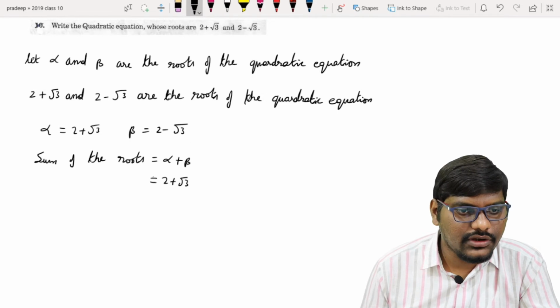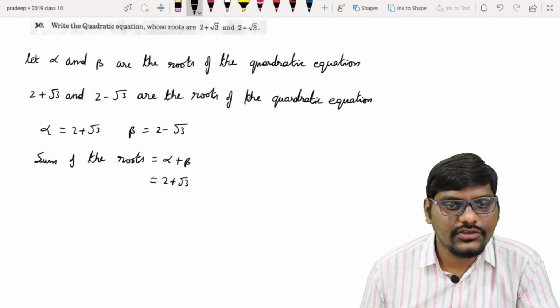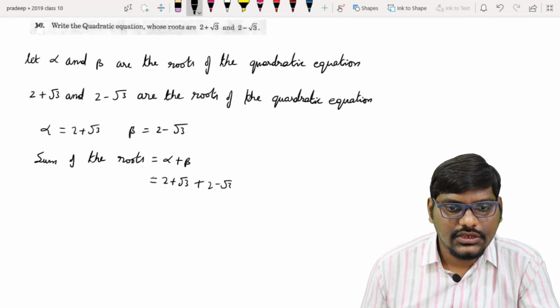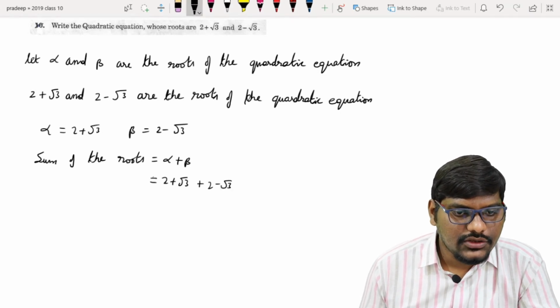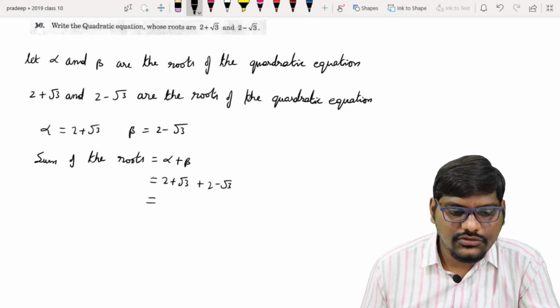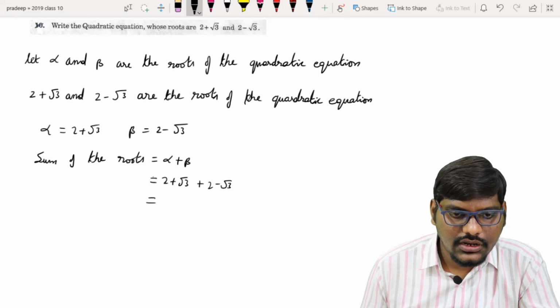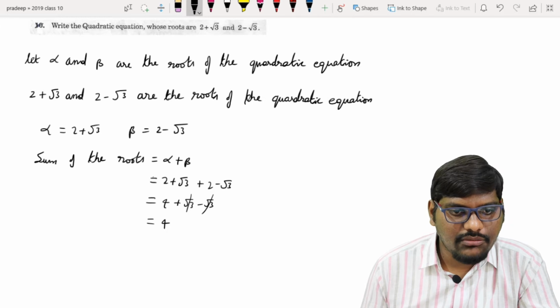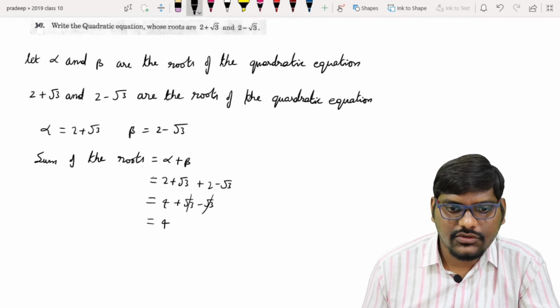What is the alpha in this case? That is 2 plus root 3. The beta is 2 minus root 3. So I can write this: 2 plus 2 is 4, and then plus root 3 minus root 3, which means these both get cancelled. Simply, the sum of the roots, we are getting it as 4.